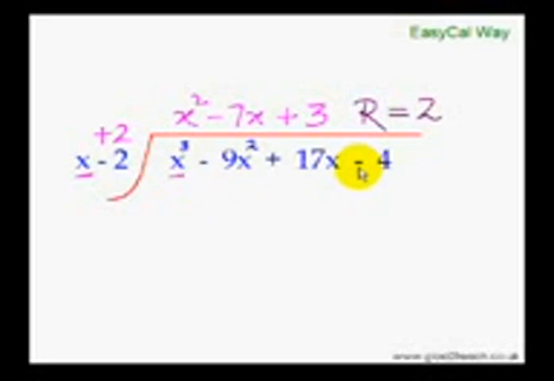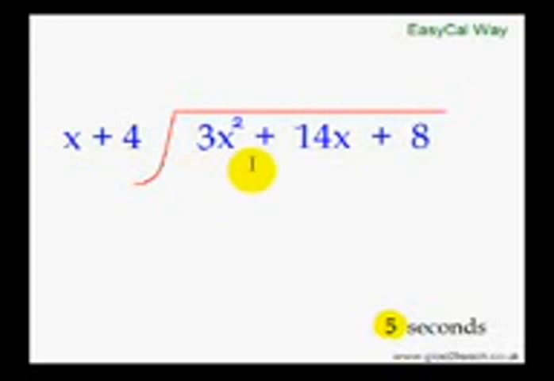See? Okay, so now you divide this algebraic expression, and I'm sure that you don't need more than 5 seconds. Start.